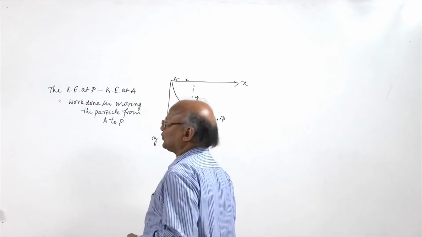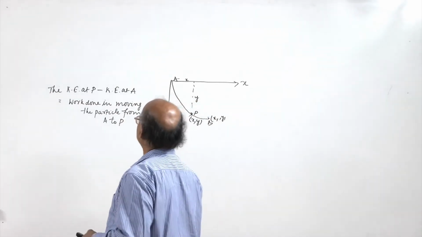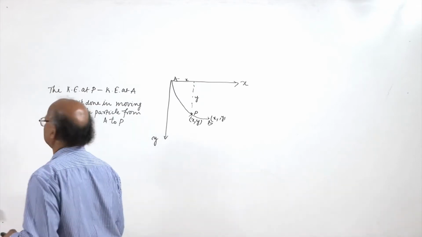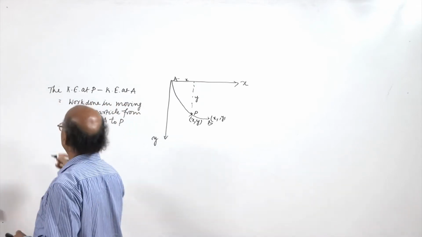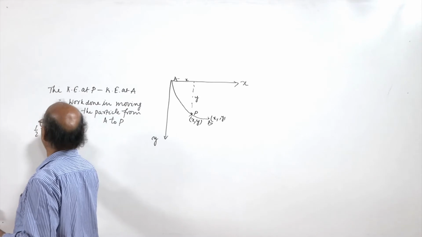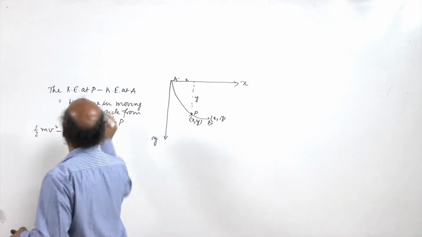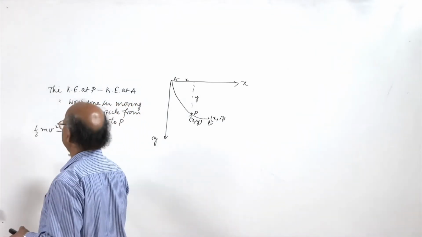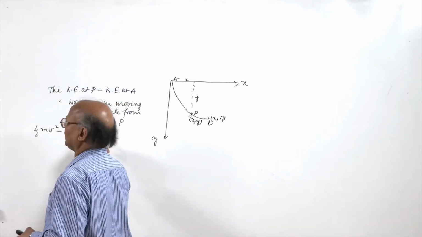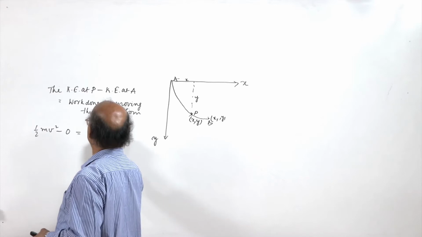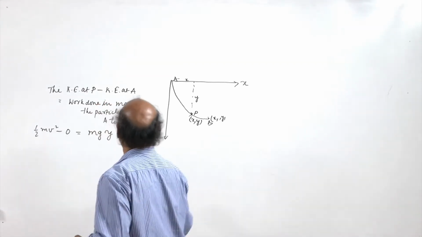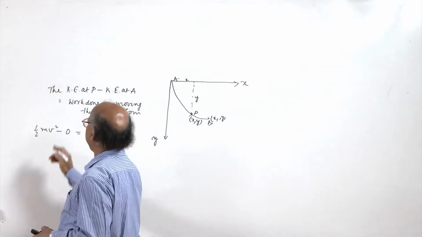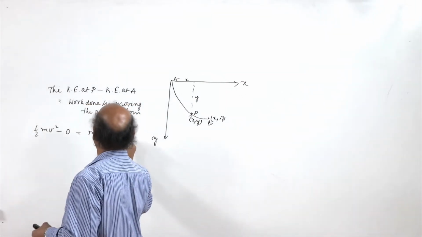Now if v is the velocity of the particle at the point P, then half m v square minus, since it starts at the point A with 0 velocity, the kinetic energy there at the point A is 0, so minus 0, equal to m g y. y is the vertical height of the point P. Now v is equal to ds by dt.